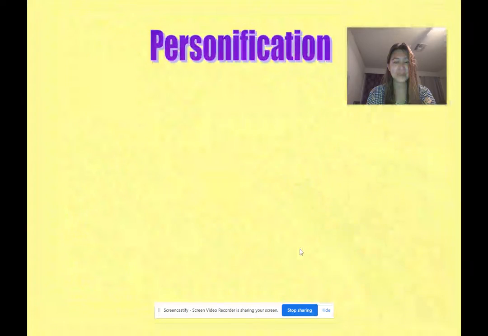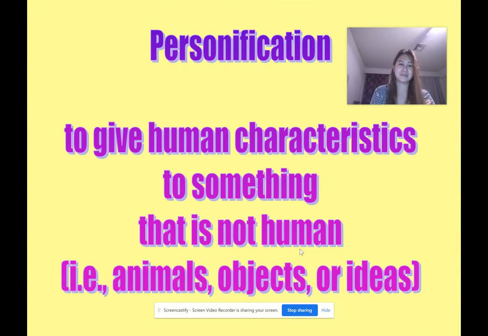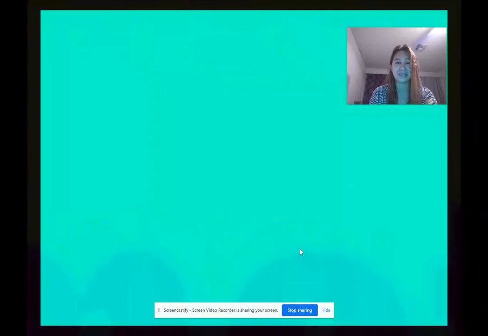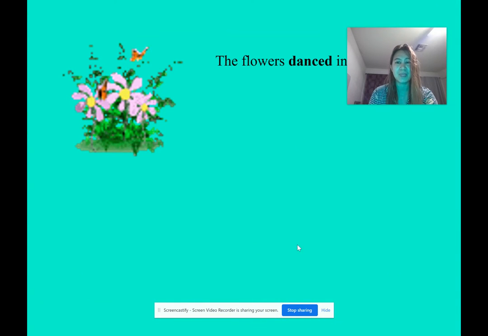Next, personification: to give human characteristics to something that is not human. Examples: animals, objects, or ideas. So it's personifying something, giving human qualities or characteristics to non-living things, to non-human things like animals, objects, or ideas. Let's look at examples.